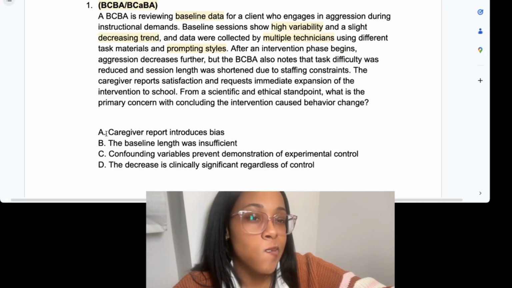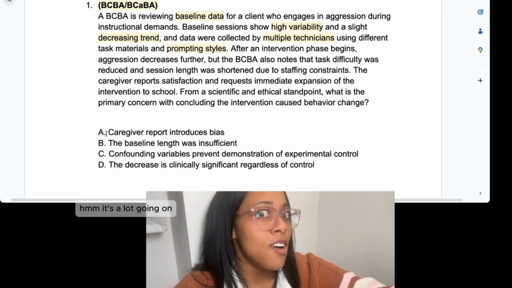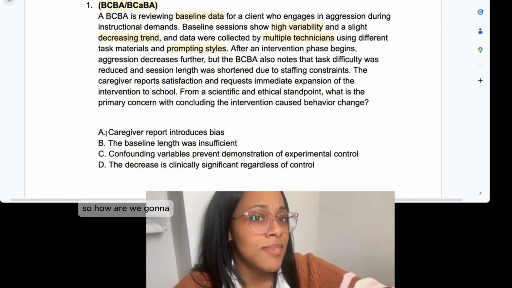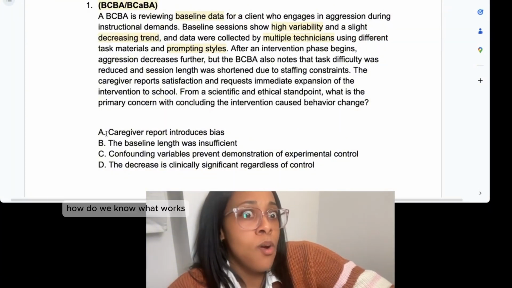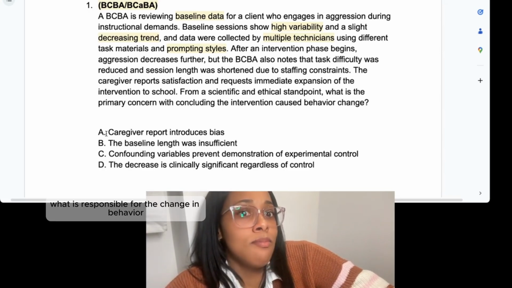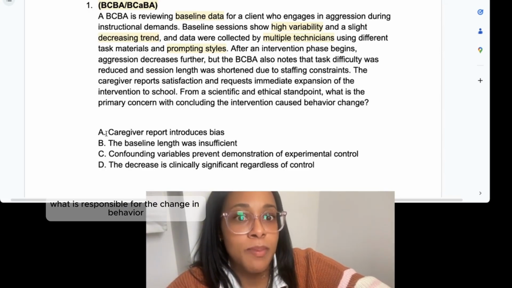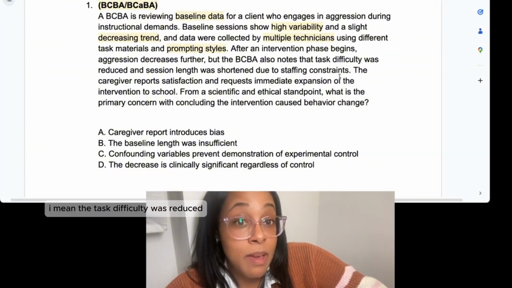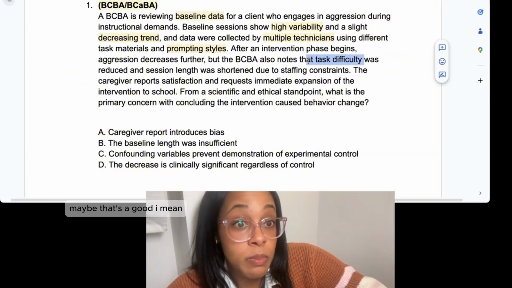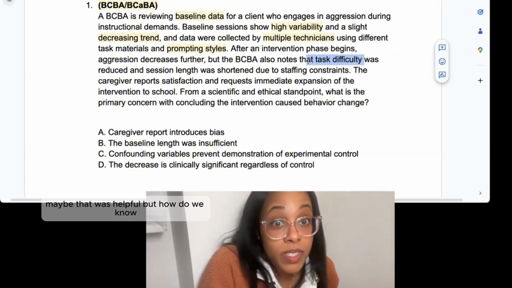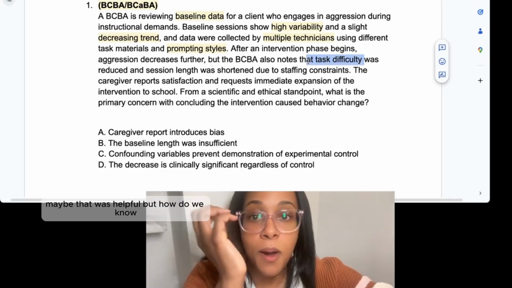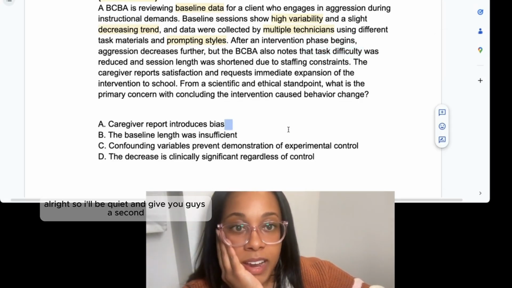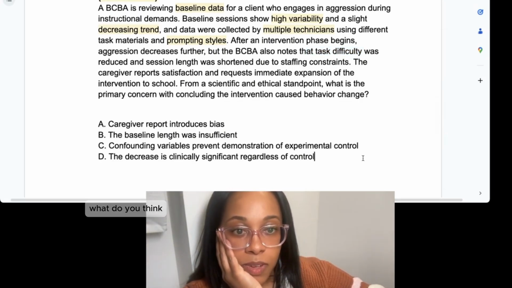It's a lot going on. So how do we know what works? How do we know what is responsible for the change in behavior? Is it that the task difficulty was reduced? Maybe that was helpful, but how do we know? All right, so I'll be quiet and give you guys a second. What do you think?